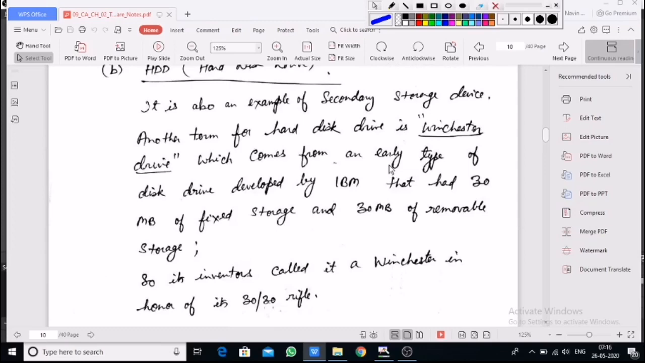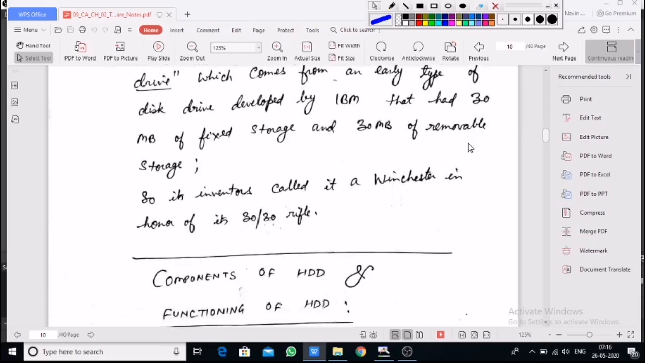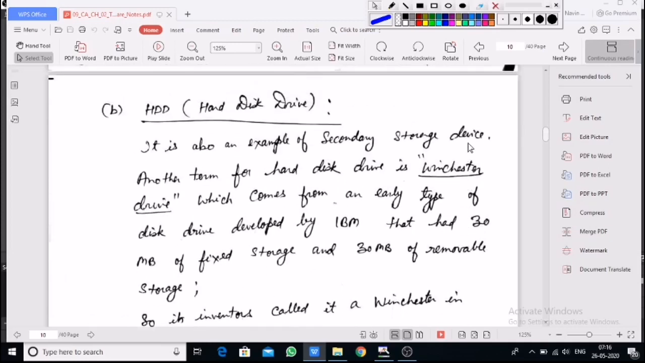Hard disk drive, we all know what a hard disk drive is. There are internal hard disk drives and external hard disk drives also. When we are studying the hard disk drive, it does not mean you only know about the hard disk drive, but you must know about each and every component of the hard disk drive and how it functions, right? So the hard disk drive is a secondary storage device.